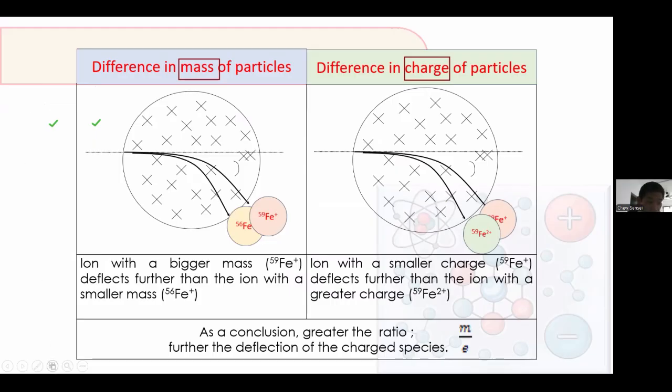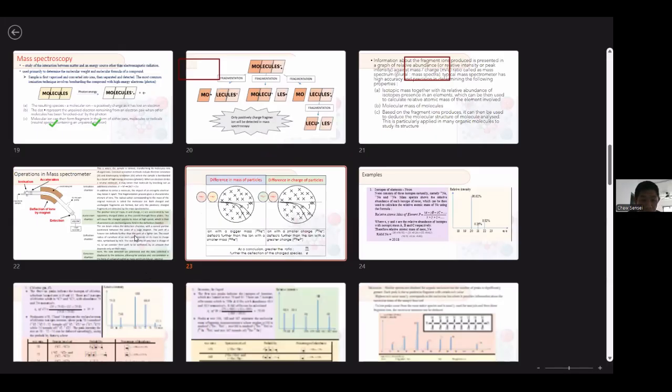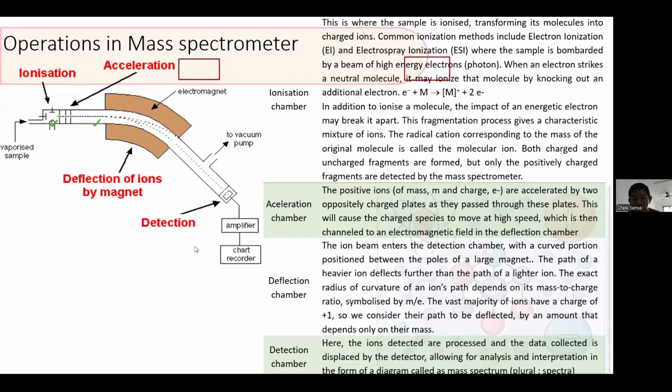Let's end these introductions with the final chamber, which is the detection chamber, where the ions detected are processed and the data collected is displayed by the detector, allowing for analysis and interpretation in the form of a diagram called a mass spectrum.